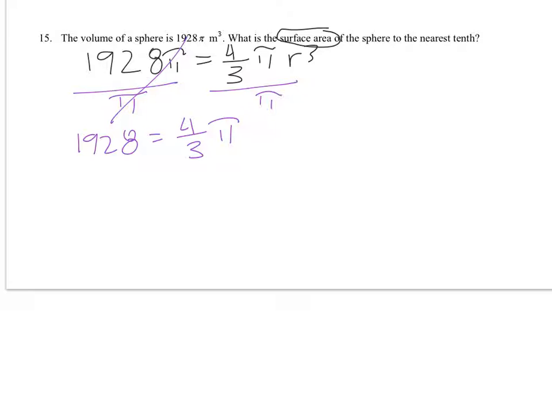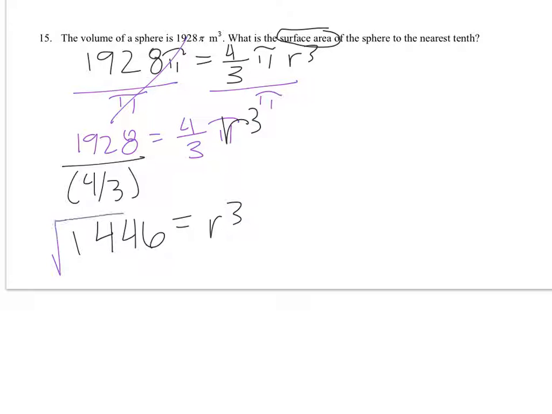So what I'm going to type in my calculator, you can divide by 4/3, or you could do 1,928 times 3 and then divide by 4. That's the same thing. Or if you put this in your calculator, make sure to put 4/3 in parentheses like this. That was supposed to be r cubed. So this is equal to 1,446 is equal to r cubed.